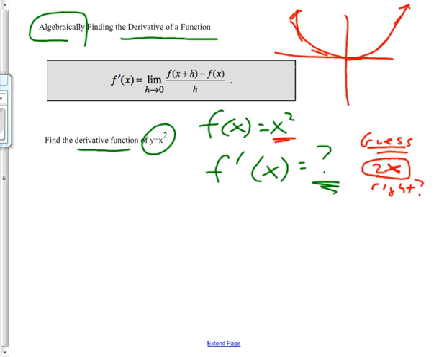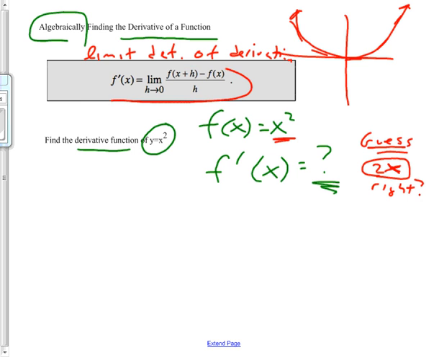Is it exactly right? What we're going to be using for the next bunch of days, until we start generating some really helpful rules, is this limit definition of derivative right here.